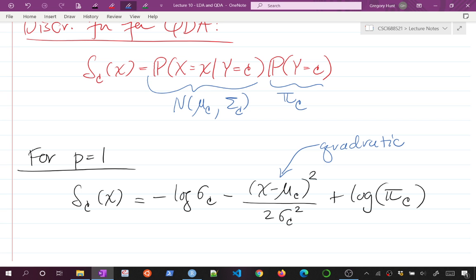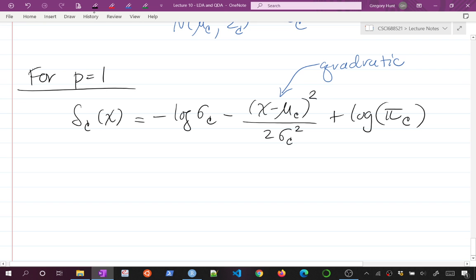And the reason why you can't get rid of this is because we have this sigma c squared in the bottom. Before, that didn't depend on the class, and so we could just ignore it. But now it does, and so we're not going to be able to get rid of any terms if we were to square that quadratic, and so we're stuck with it. But this is what it is. It's a nice classifier.